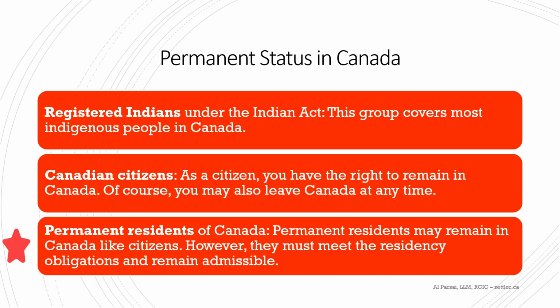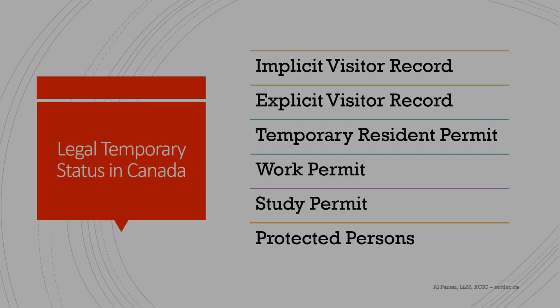Obviously, as a permanent resident of Canada, you remain a permanent resident as long as you hold your permanent resident status. However, if you lose your permanent resident status, for example, for inadmissibility issues or not meeting the residency obligations, then you do not have permanent status in Canada anymore.